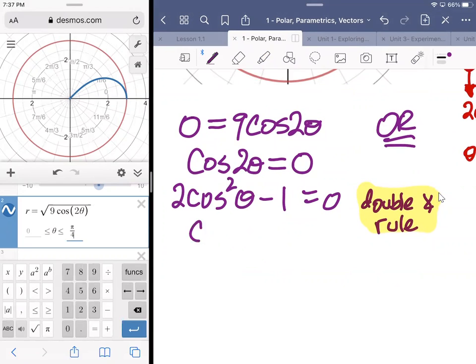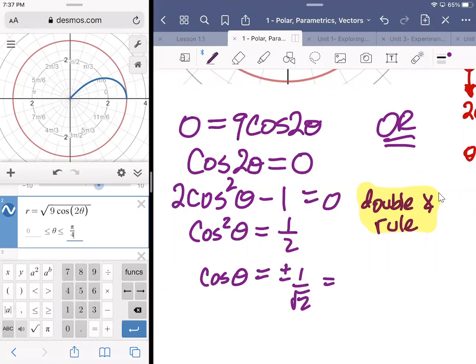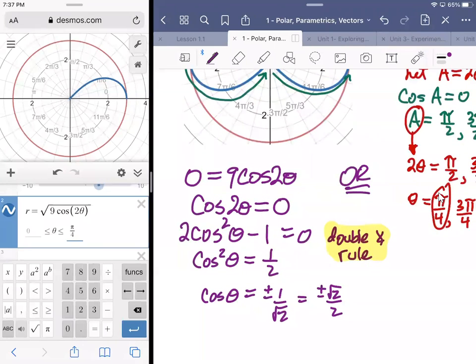I'm going to solve for cosine squared theta, add 1, divide by 2, so 1/2. I'm going to take the root of both sides, so that's going to give me cosine theta is equal to plus or minus 1 over the square root of 2, but that's the same as plus or minus radical 2 over 2. All right, so if you know your unit circle relationships, again, back to the unit circle, you can't get around it. You got this far, maybe faking it, but now the honeymoon's over. You gotta know it.